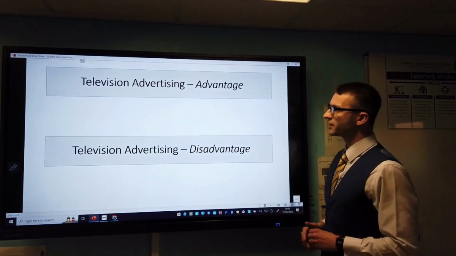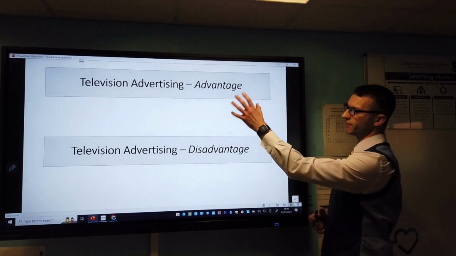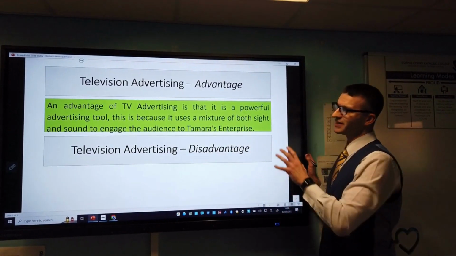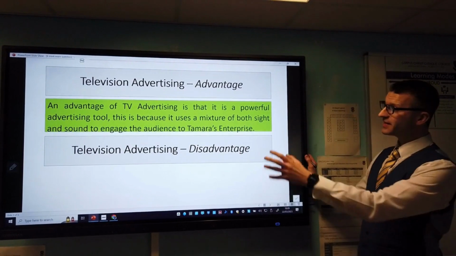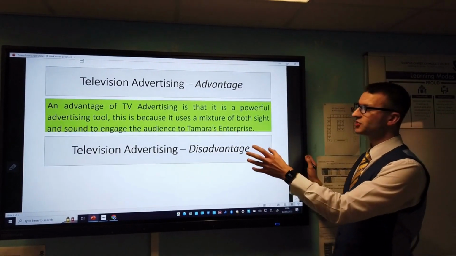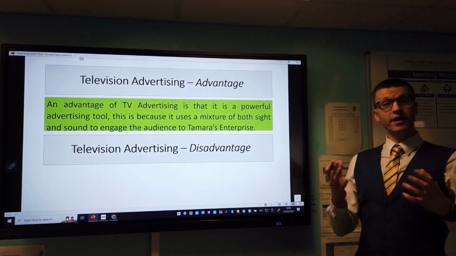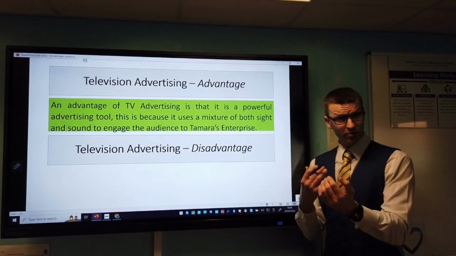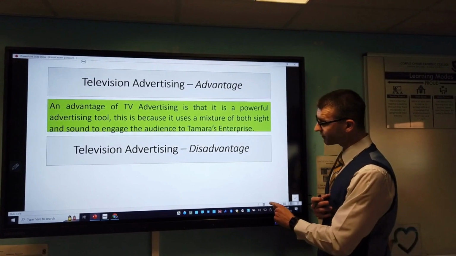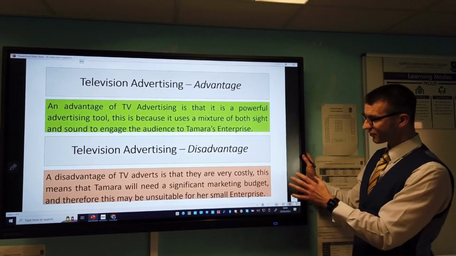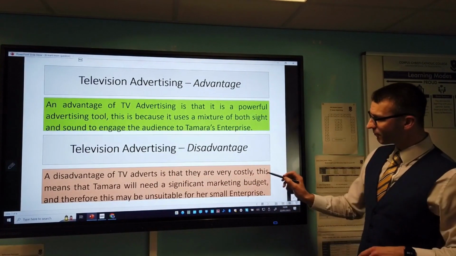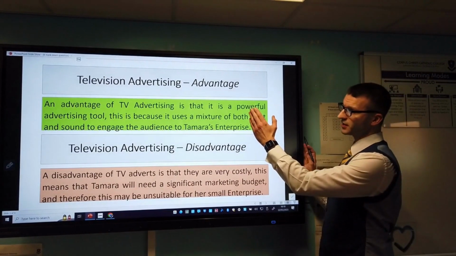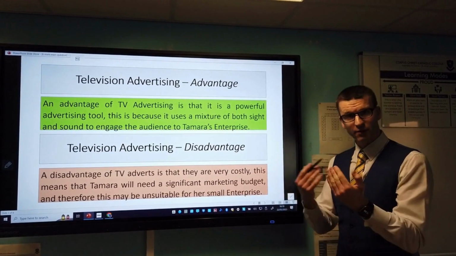Moving on to the next slide then. TV advertising first of all. If you set out your answer, you've got an advantage first of all and a disadvantage of TV advertising. An advantage of TV advertising is that it is a powerful advertising tool. This is because it uses a mixture of both sight and sound to engage the audience to Tamara's enterprise. On the other hand, and you're almost arguing with yourself all the way through the question to get your marks, the disadvantage of TV advertising is that it is very costly for a small enterprise. This means Tamara will need a significant marketing budget, and therefore it may be unsuitable for her operating as a small enterprise. So once you've got your advantage in of your TV advert, you must get a disadvantage to counter-argue your answer.